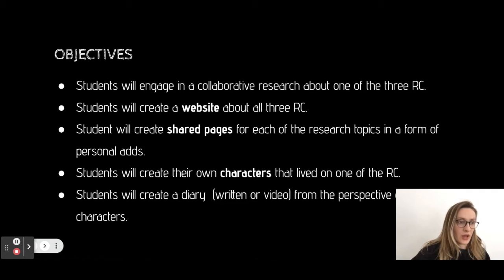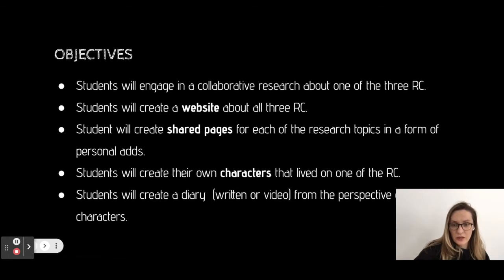Next, with the help of our art teachers, we would have created characters. The students would have created their characters, their new personas of those people who lived in one of the three river civilizations. Those personas or characters are who they will be writing a diary from.